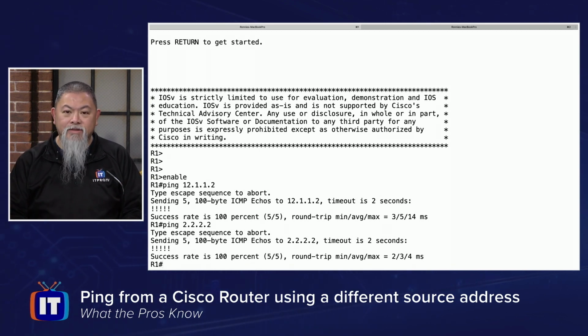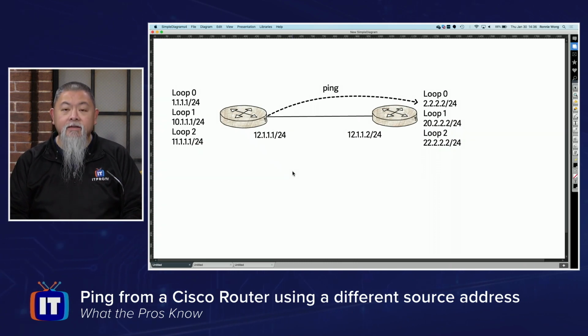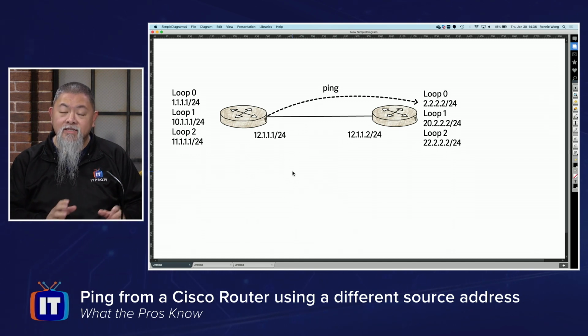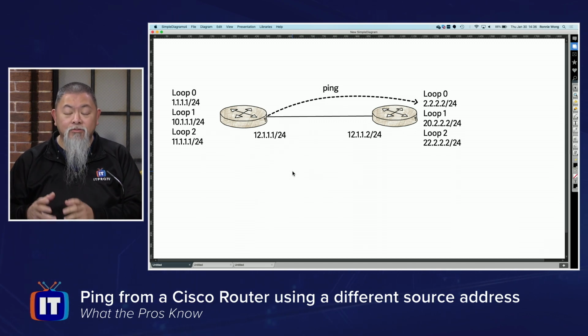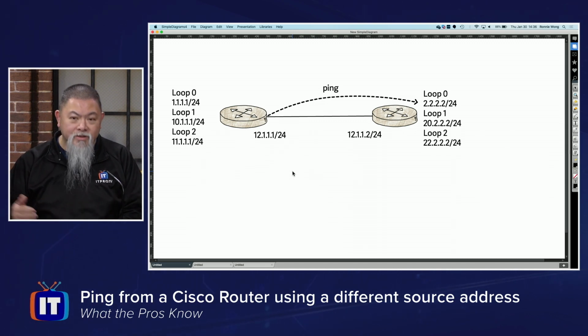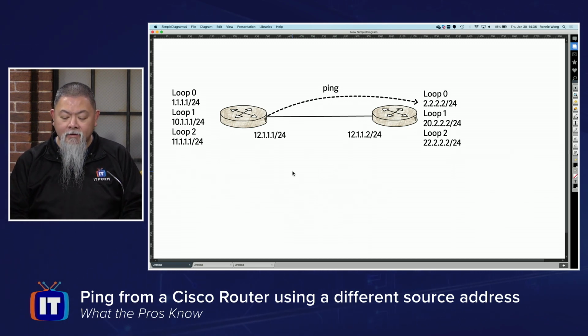Let me show you what's happening here. Here's what's normally going on in the ping that I just issued. Over on the left-hand side, I've got several different networks represented by these loopback addresses on the left router. And on the right-hand side, I've got more loopback addresses representing different networks as well. When I issue a ping, its source address normally comes from that connecting interface right here.